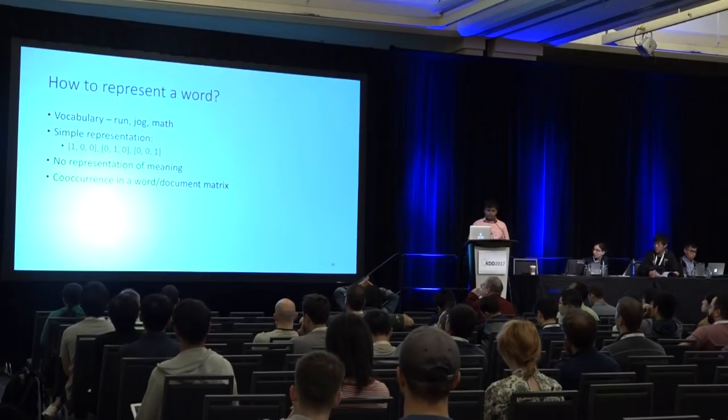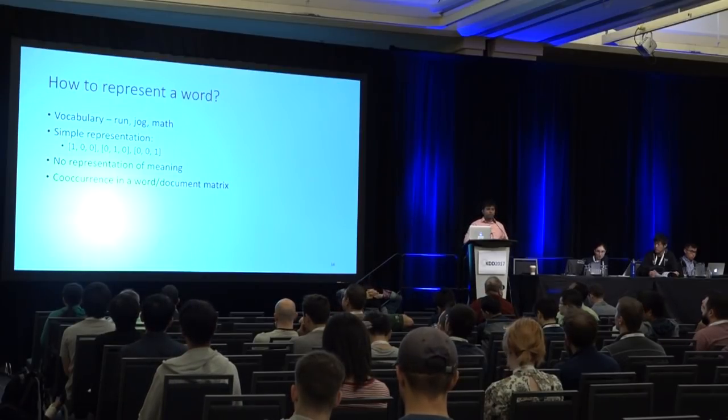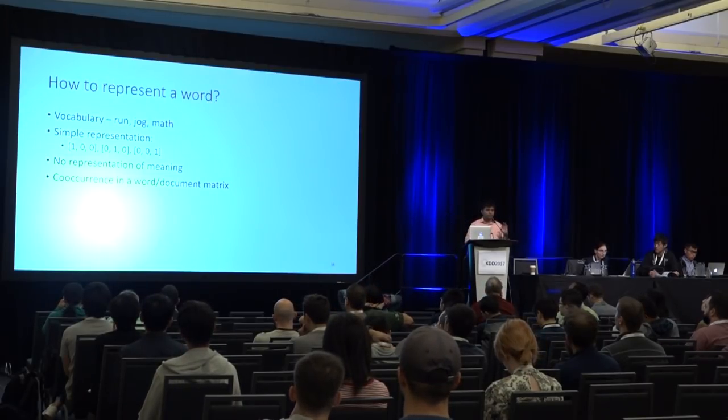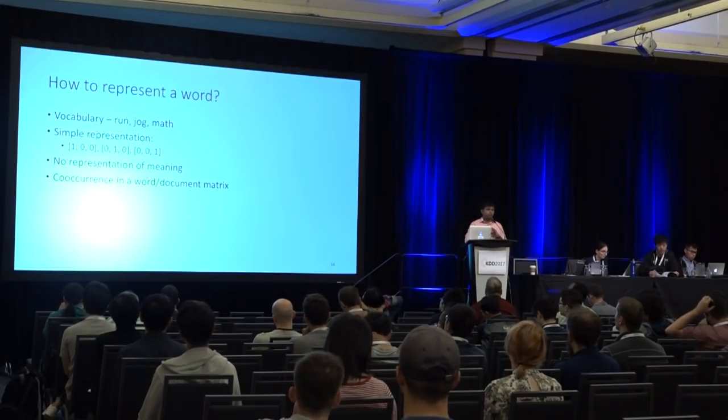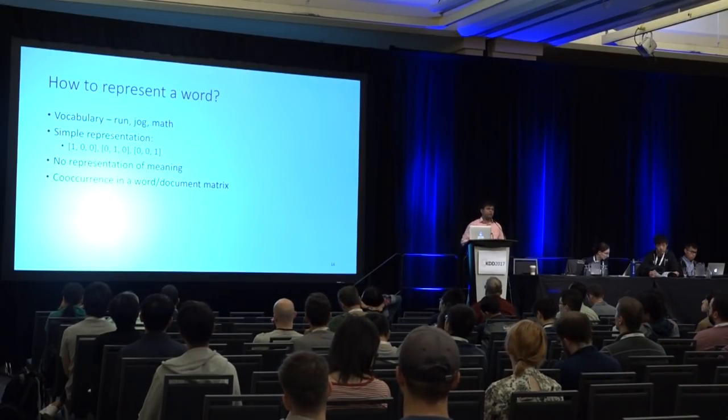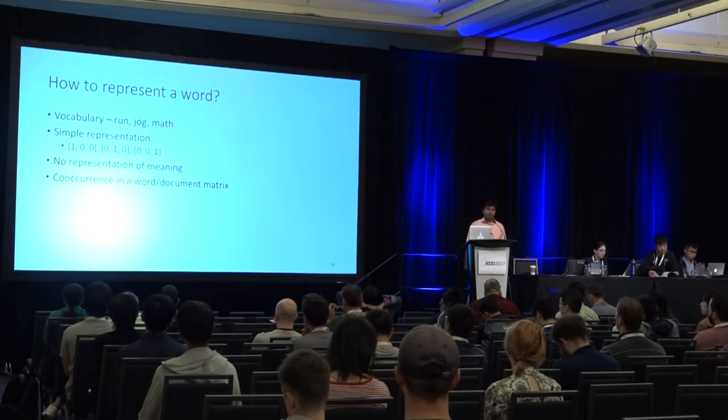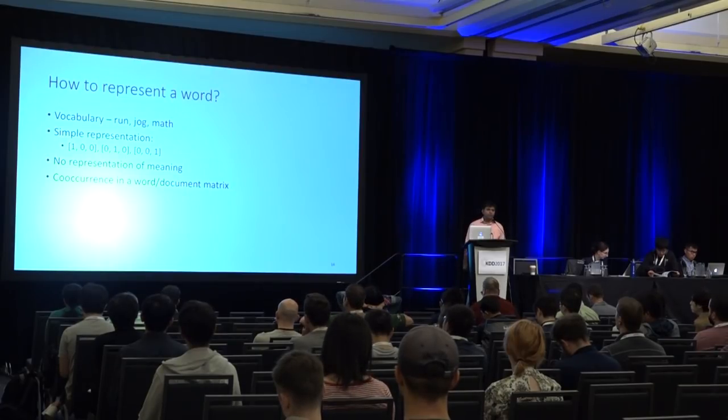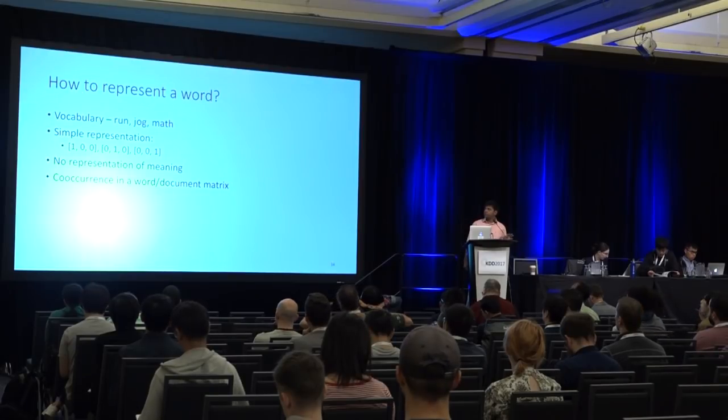So how do you represent a word? Let's start with the most simplistic representation, right? You have a big vector that has the dimension equal to the vocabulary size, and it has only zeros and ones, and one represents that particular word, and everything else is zero. It actually represents no meaning. For example, run and jog, the distance between them in the space is the same as jog and mathematics, whereas run and jog need to be closer together.